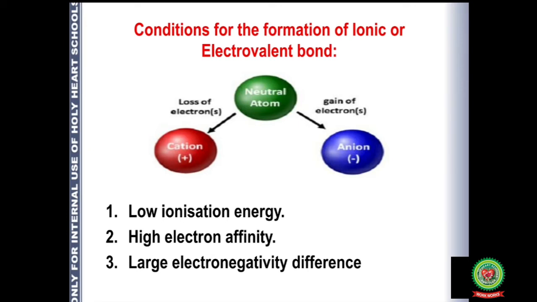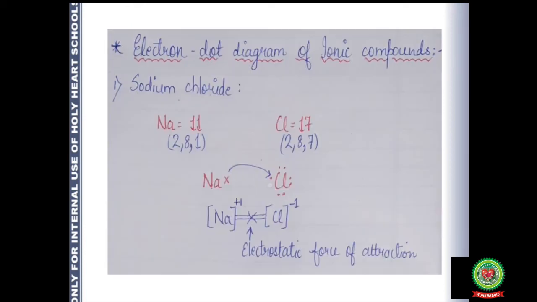Okay students, so these are the three factors on which ionic bond formation depends, that is low ionization energy, high electron affinity and large electronegativity difference. Now initially we have discussed some examples. We have discussed only examples of ionic compounds.